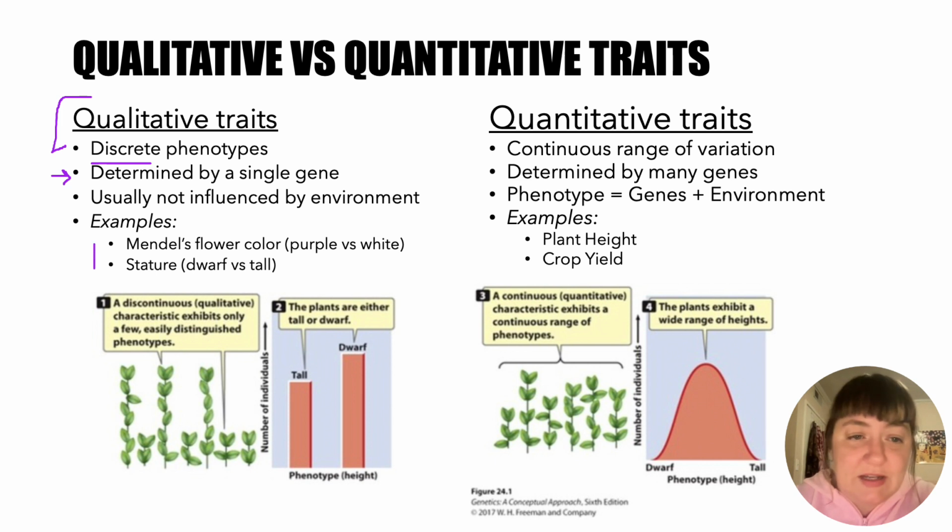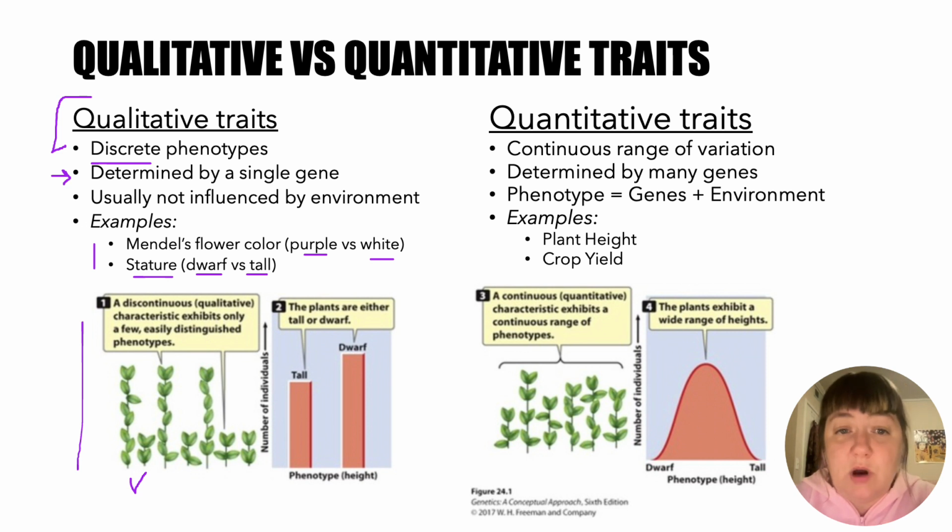Examples, all of Mendel's traits, so like flower color is a qualitative trait. You either have purple or white. Also stature, so plant height can vary continuously. But in Mendel's case, he categorized it into dwarf or tall. And so the gene here, there was no kind of in between. It was either tall or it was dwarf.